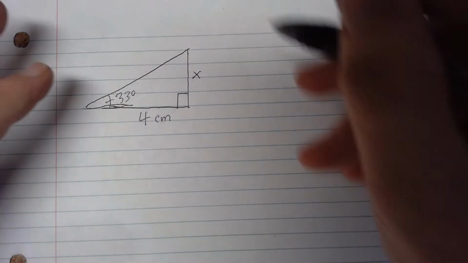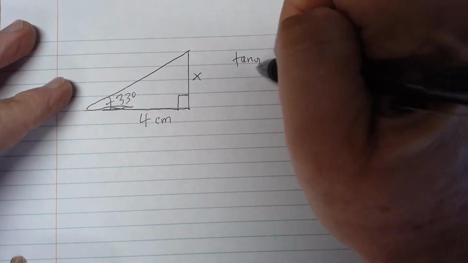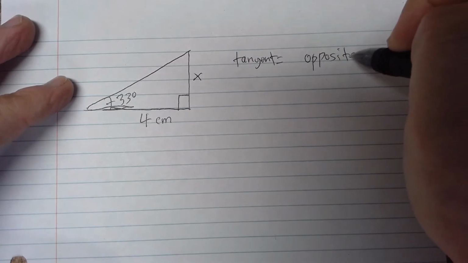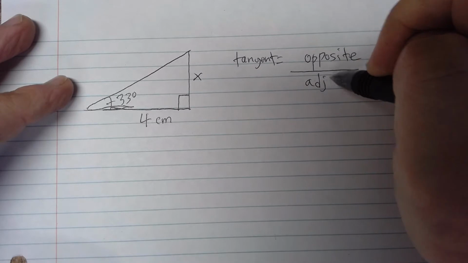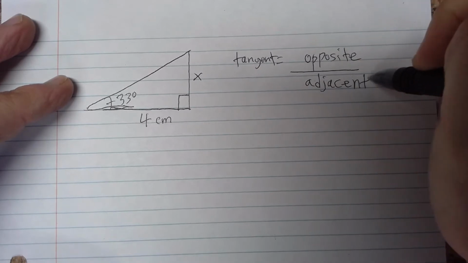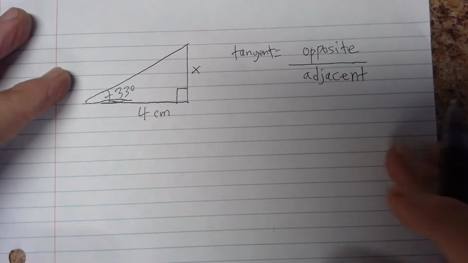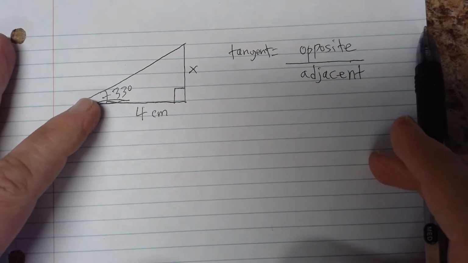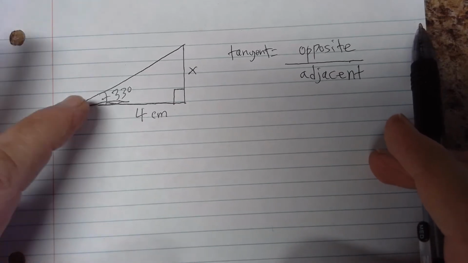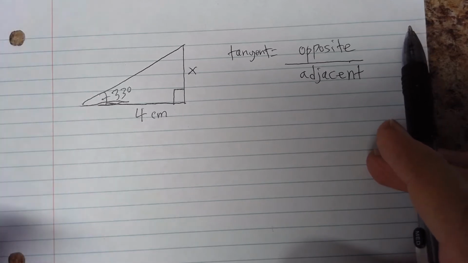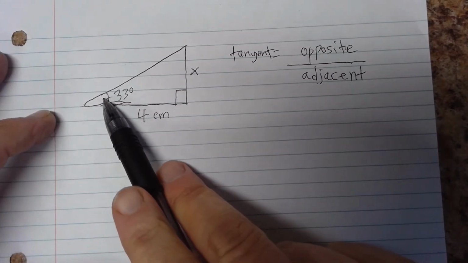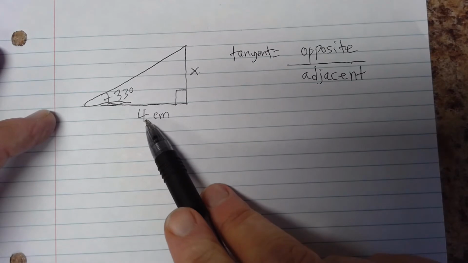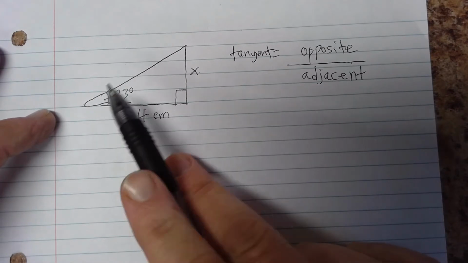So the tangent ratio, if you will recall, is equal to opposite over adjacent. Opposite side over the adjacent side. And if you're working with unknown sides, it's all based on the known angle, which is this one, 33 degrees. Okay, so we're going to use this angle. Our unknown side is opposite to it, and our known side is adjacent to it. Get it? Opposite over adjacent.